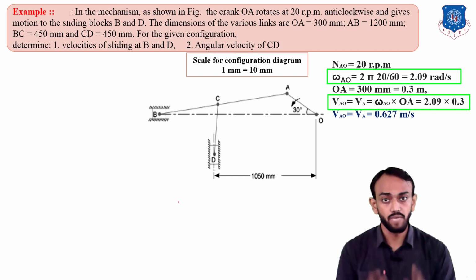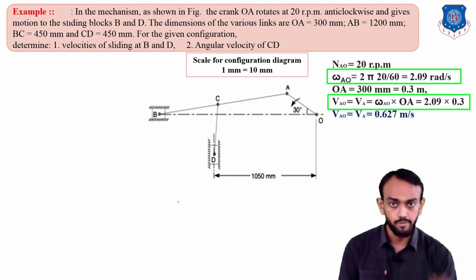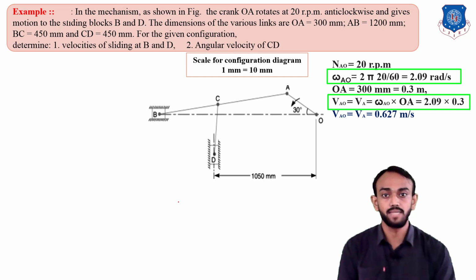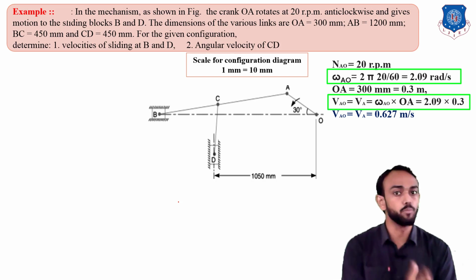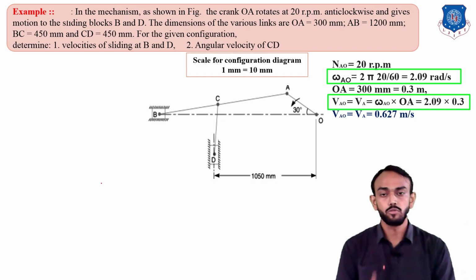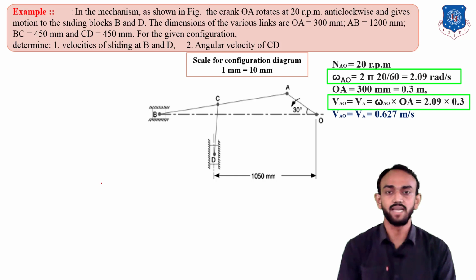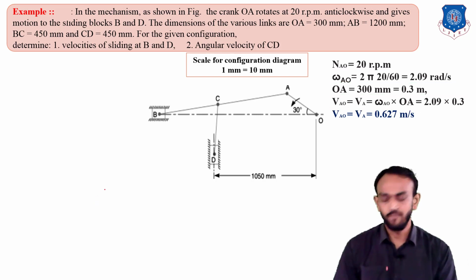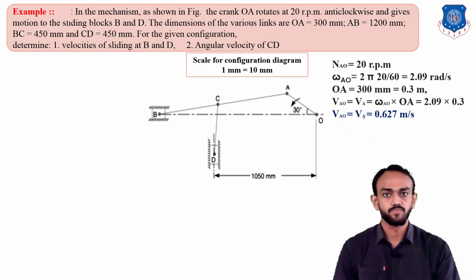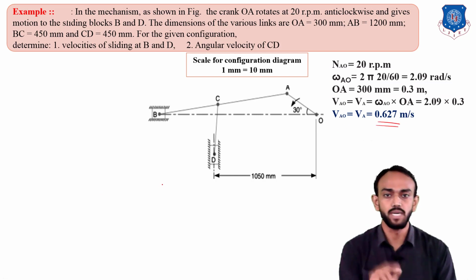Remember that whenever you use omega into the length of the link, we always multiply the length in meters, because we use SI units here. If you want the velocity in meter per second, you have to multiply by the length in meters. The length of a link is always given in mm, so we have to convert it into meters by dividing by 1000. So the 300 mm length is converted into 0.3 meter, which we multiply, and here we find the velocity. You can see the velocity of A is very small, 0.627 meter per second.